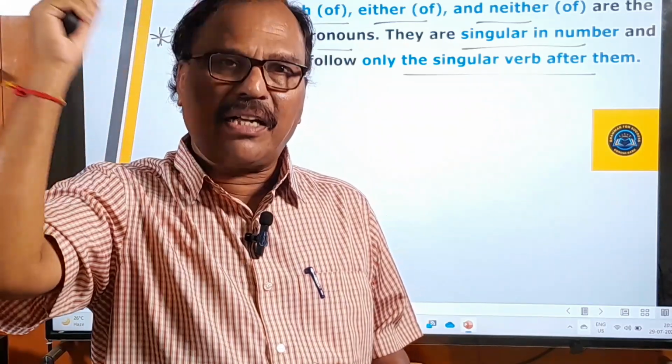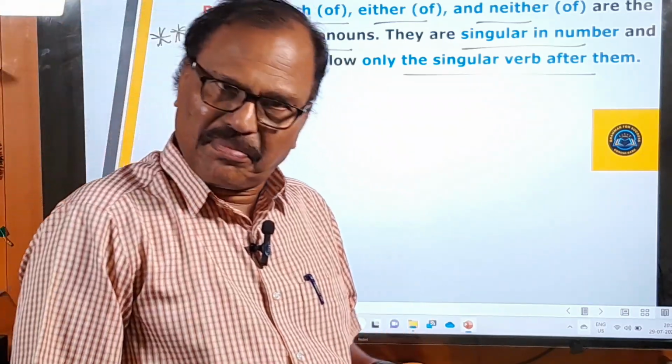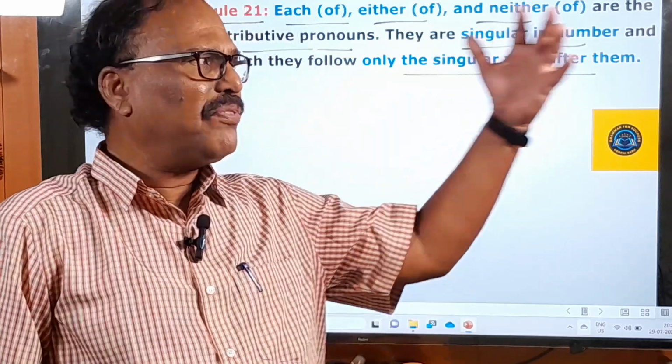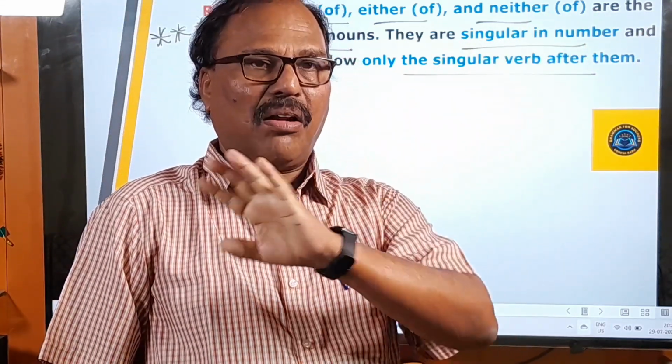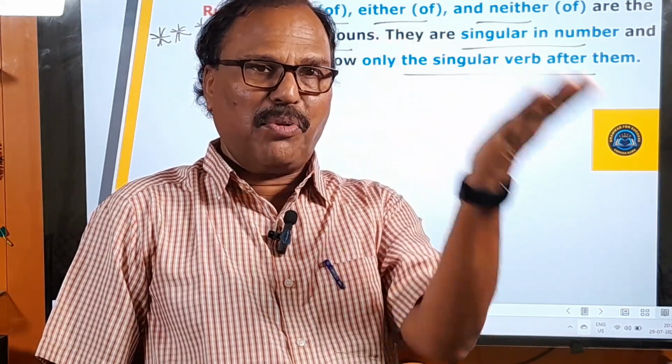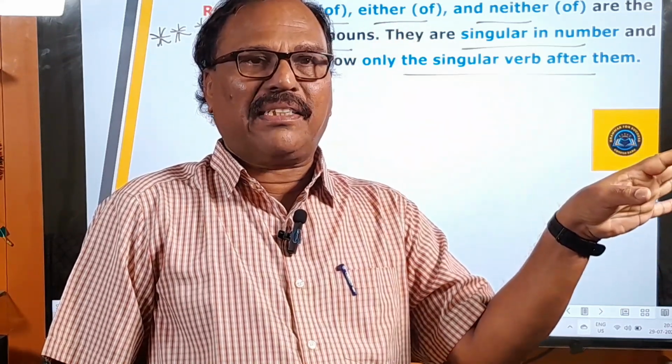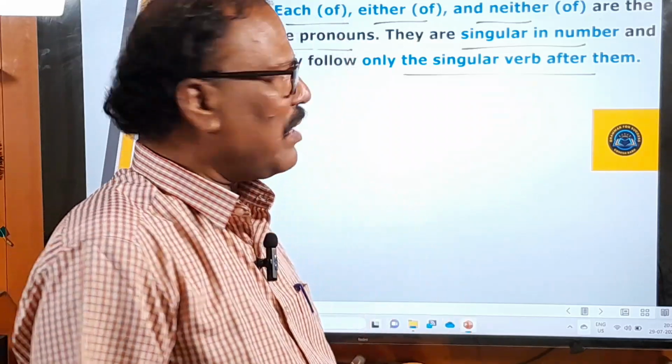Okay, what is the question? Each of, either of, neither of are singular pronouns, and therefore after them only the singular verb must be used. Okay, not the plural one. In the examination they give a plural verb and you have to correct it and change it into singular. Okay, right. How?